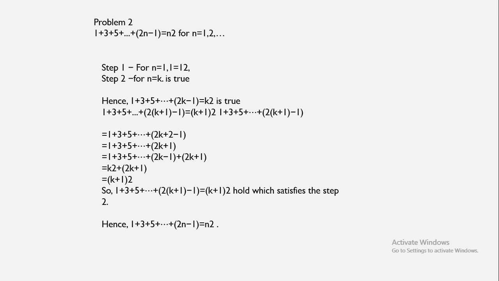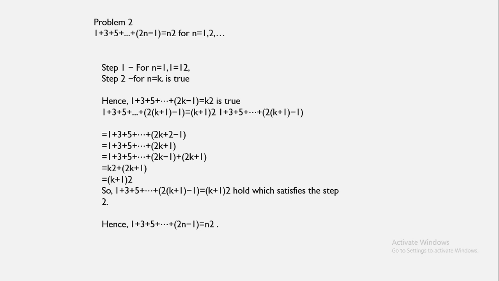So, hence, 1 + 3 + ... + (2k + 1) = k². It is true, so it is an assumption. Then 1 + 3 + 5 + ... + (2k + 1) − 1 also holds. So this holds: 1 + 3 + 5 + ... + (2k + 1) = k².